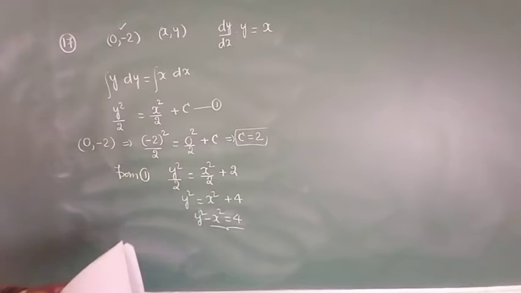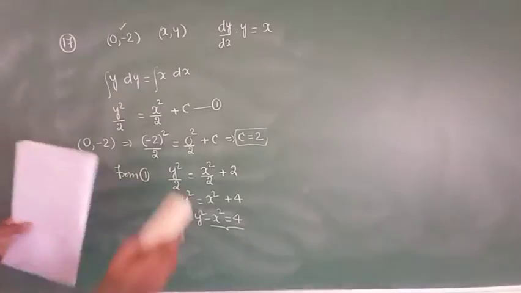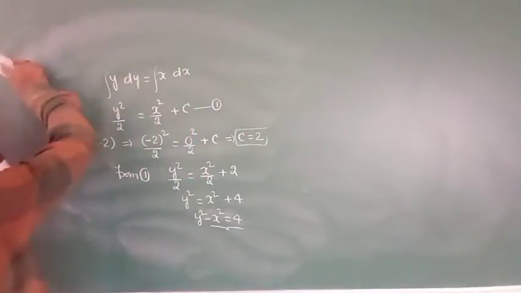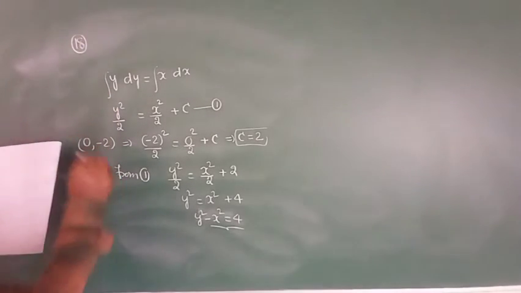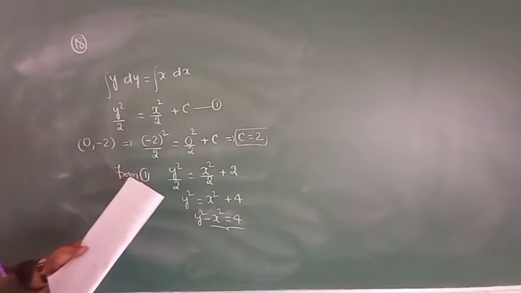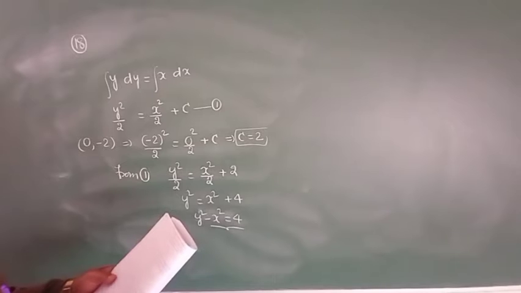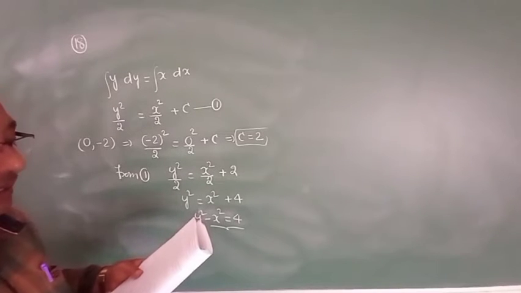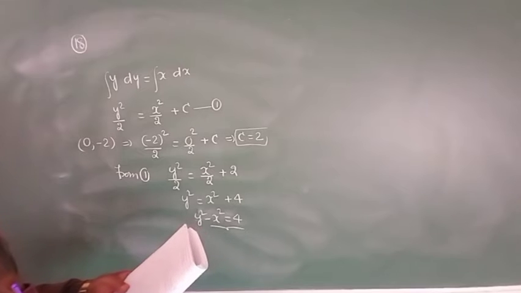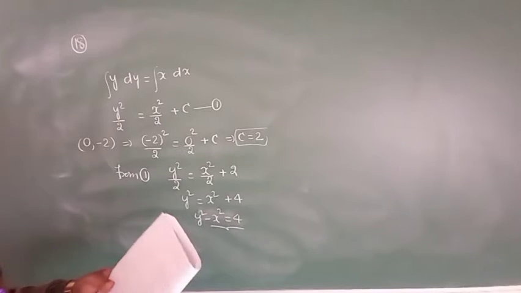Right, everyone move towards the 18th problem. The 18th problem is: at any point (x, y) of a curve, the slope of the tangent is twice the slope of the line segment joining the point of contact to the point (minus 4, minus 3). Find the equation of the curve given that it passes through the point (minus 2, 1).